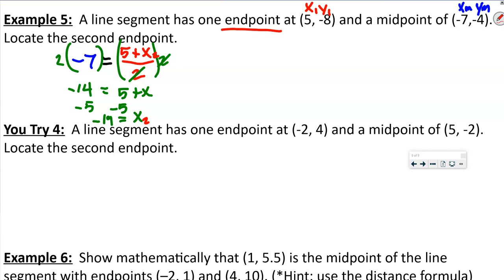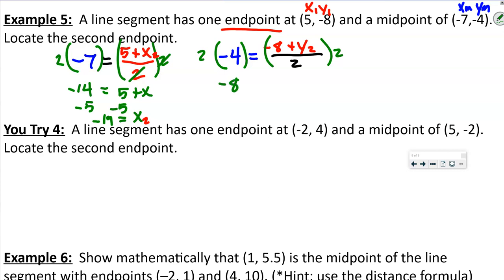So now let's do our other one. So this is now going to be our y value, right? So -4 is equal to, again, we've got our -8 plus our y2. And we're going to divide all that by 2, right? So once again, we're going to multiply both sides by 2 here.